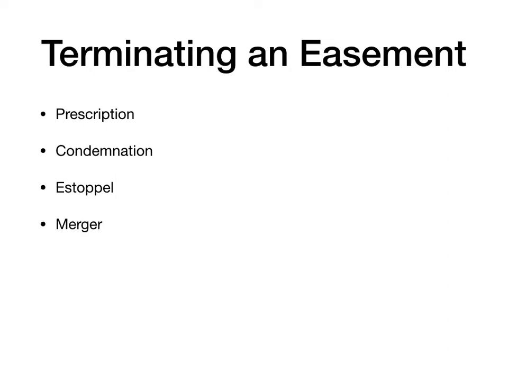An easement can also be terminated through merger. Merger happens when somebody obtains title to both the servient land and the easement, right? So how would that happen?